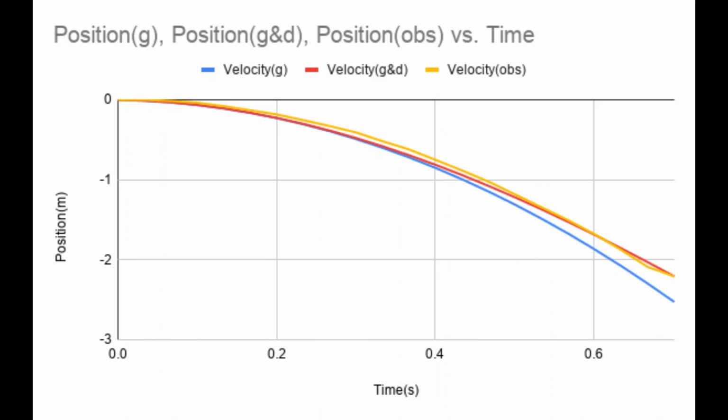If we didn't include drag, as seen by the blue line, the velocity would be a lot faster, so it would hit the ground sooner than the other two lines.